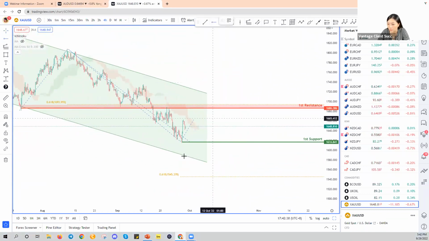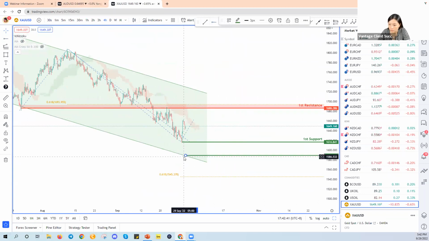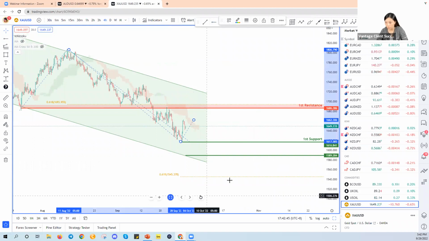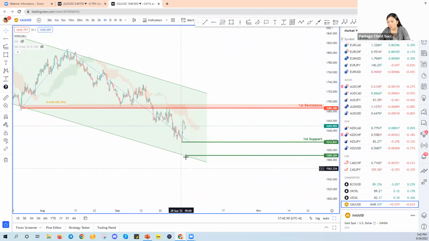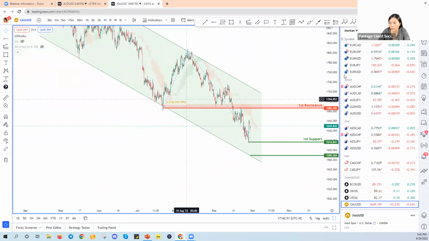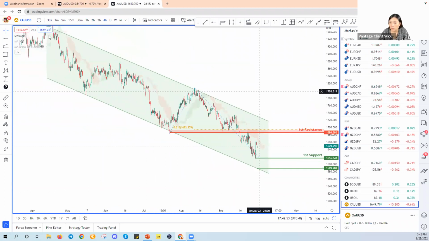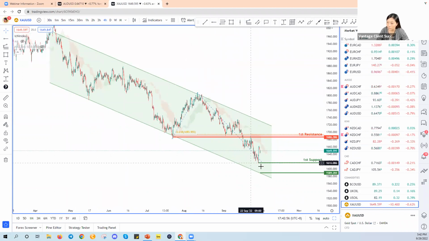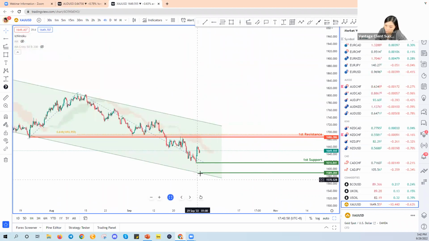Actually, I'll put my second support here, which is the reason why I choose not to put at my 61.8 projection, because number one, it's too far away, not executable. And number two, I feel that if we are looking at a channel and it's moving along within my channel, then the next level it will seek to break would be here, right?